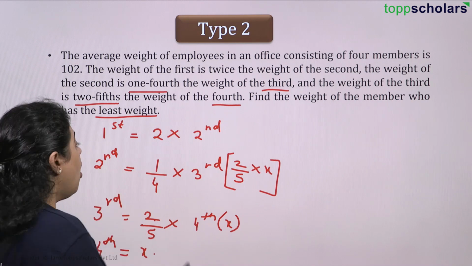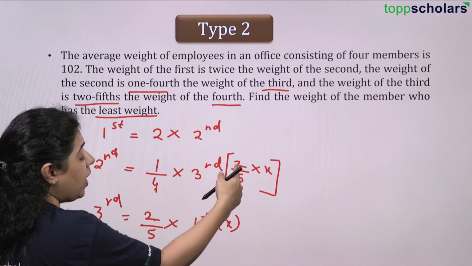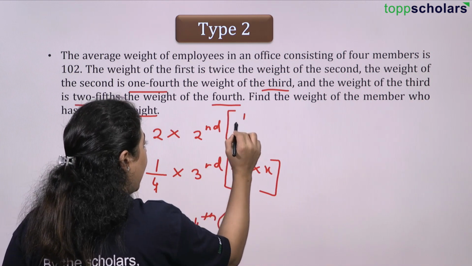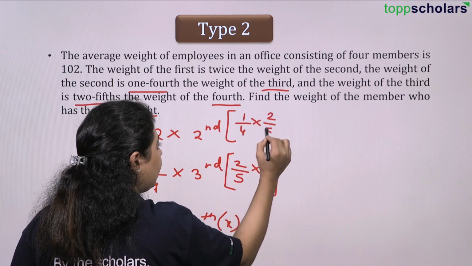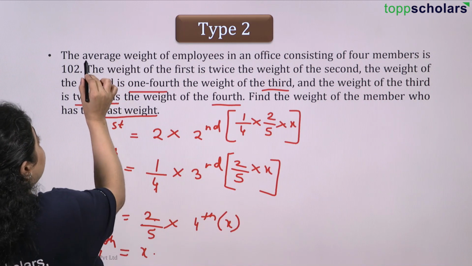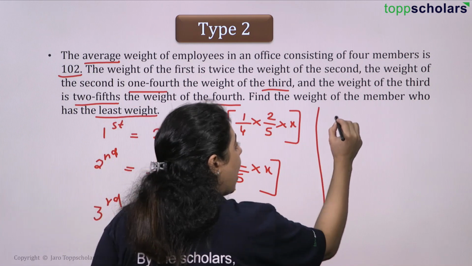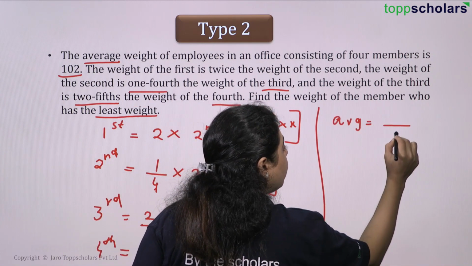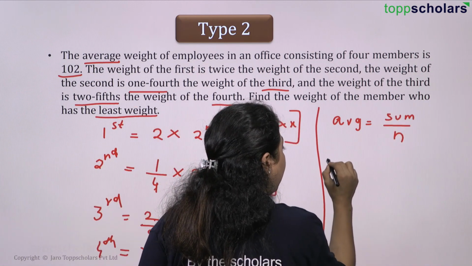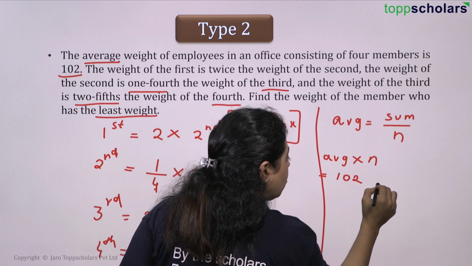And here it is saying the weight of the first person is 2 times the weight of the second person. The second person's weight is 1 by 4 into 2 by 5 into x. So rather than writing second here, I can write 1 by 4 into 2 by 5 into x, correct? Now, we are given that the average weight of the 4 employees is 102. That means we have the average of 4 people. We can find out the sum with this, correct? So the sum will be nothing but average into n. Right? Average we are given it is 102, number of people are 4.